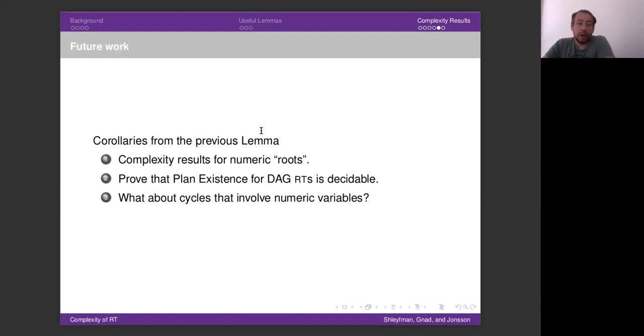Now future work. We would like to know the complexity of the roots. Actually, I think we already have a proof for that. We would like to prove that planning instances for DAGs, directed acyclic graphs, are decidable. DAG means the causal graph. Once again, I think we can prove it. And lastly, it would be nice to show what is the minimal number of variables and what structure they should have to make the task undecidable. If we have those, we have basically the full classification of restricted tasks according to their causal graphs, which is nice.